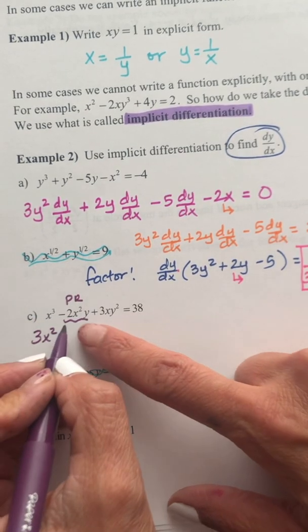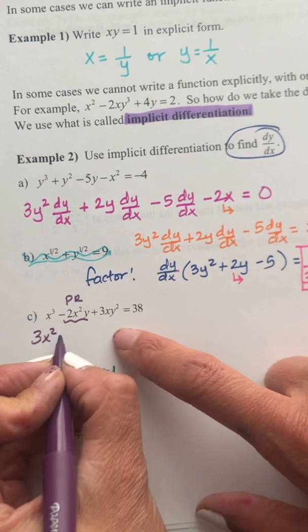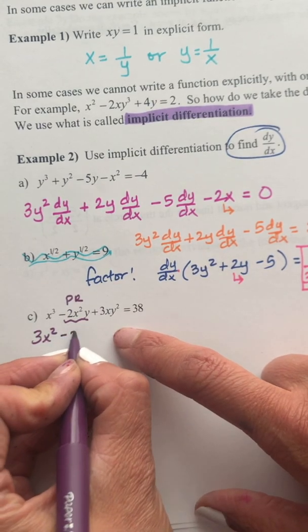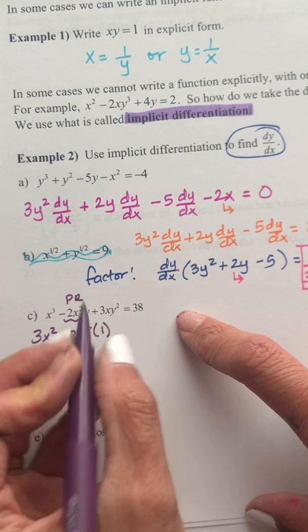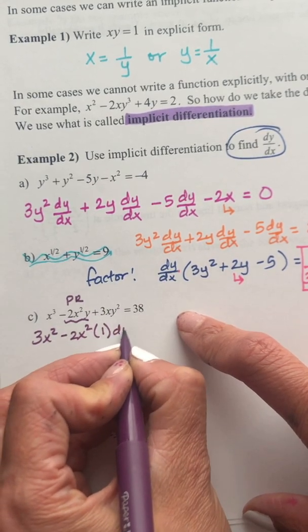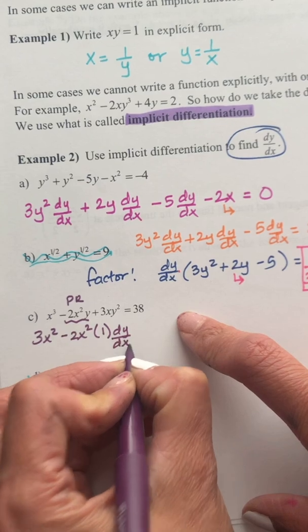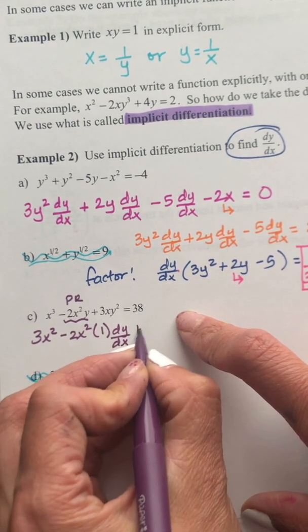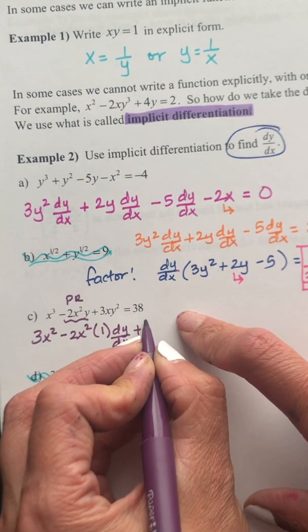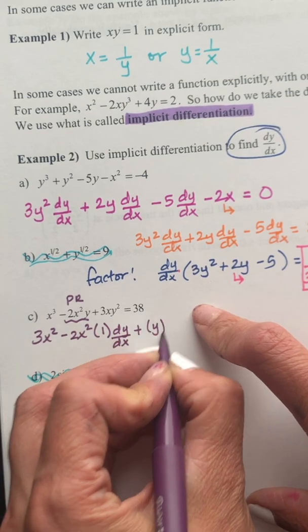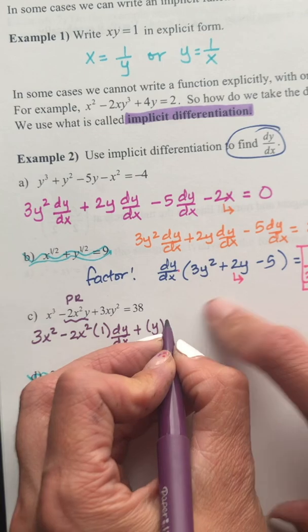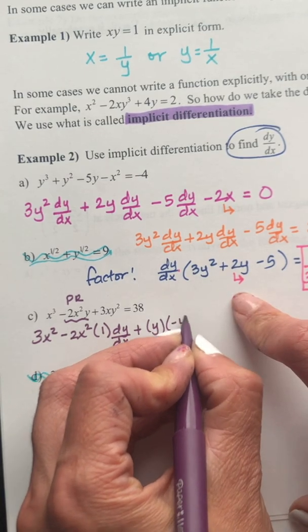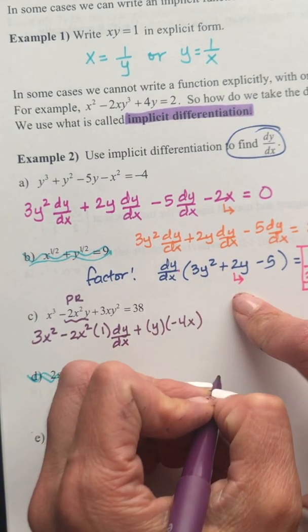So the first term can be the negative 2x squared, so first term times the derivative of the second. The derivative of y is 1, but it's not an x, so dy dx. Plus the second, the y, times the derivative of the first. The derivative of negative 2x squared is negative 4x.